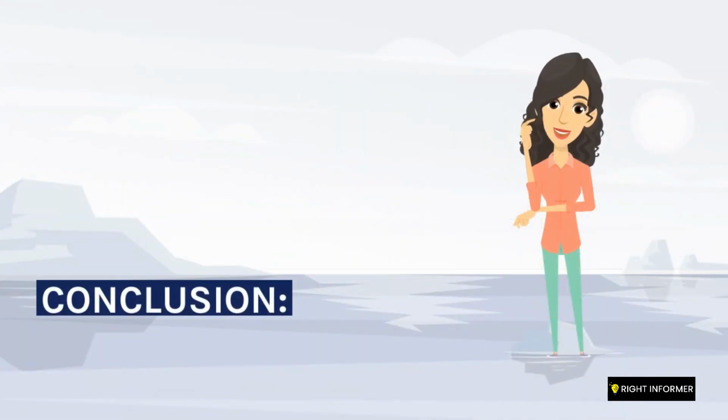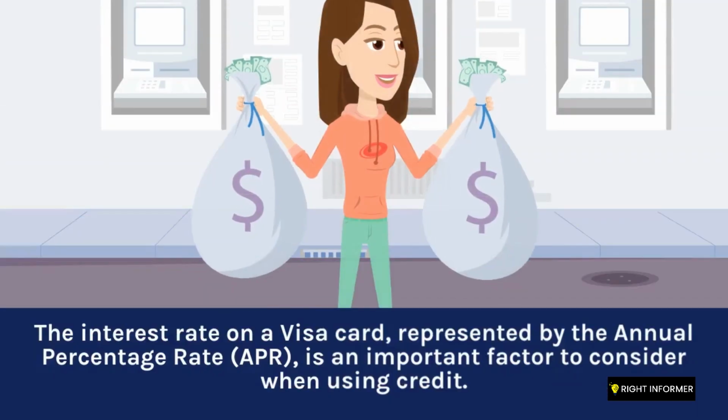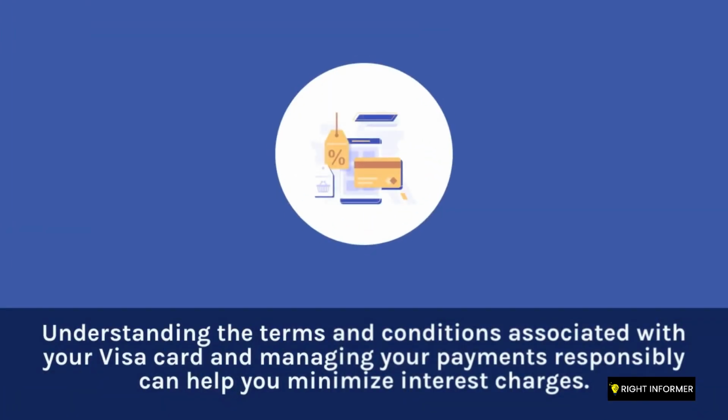Conclusion. The interest rate on a Visa card, represented by the annual percentage rate, APR, is an important factor to consider when using credit. Understanding the terms and conditions associated with your Visa card and managing your payments responsibly can help you minimize interest charges.